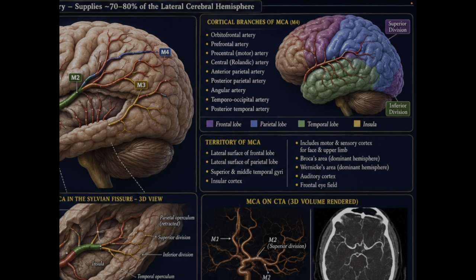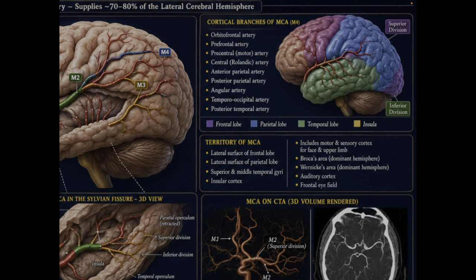The vascular territory displayed on the slide highlights that the medial frontal and parietal cortex are supplied by the anterior cerebral artery, while the occipital lobe and inferior temporal cortex are supplied by the posterior cerebral artery.